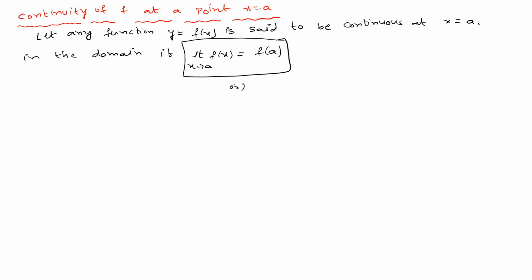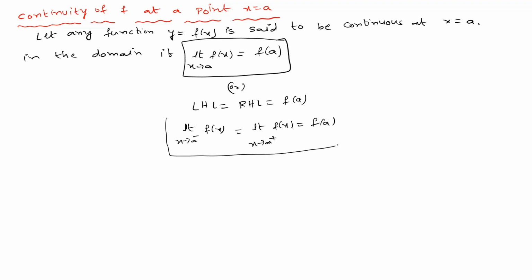Or else, if you prove that the left hand limit is equal to the right hand limit is equal to f of a, then it will be a continuous function. So LHL is limit x tends to a minus f of x, equal to limit x tends to a plus f of x, equal to f of a. If you prove this, then we can say the function is continuous here.